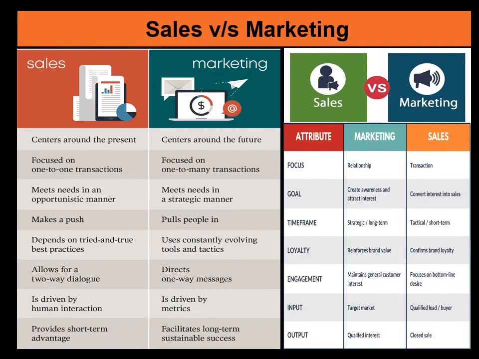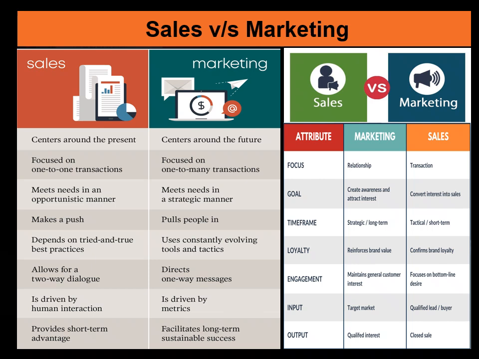Sales allows for a two-way dialogue or two-way communication or two-way transaction, whereas marketing directs one-way messaging from the marketer to the audience or to the customers. Sales is driven by human interaction, whereas marketing is driven by measurement metrics. Sales provides a short-term advantage. Marketing facilitates long-term sustainable success. On the right side of the screen image, you can see there are some attributes on the basis of which the concept of sales and marketing is differentiated.